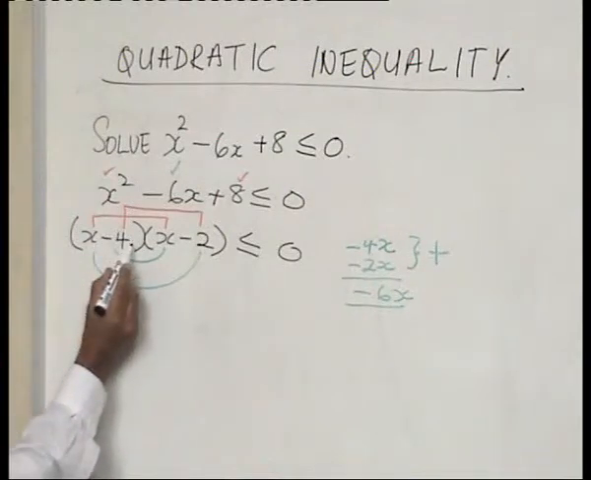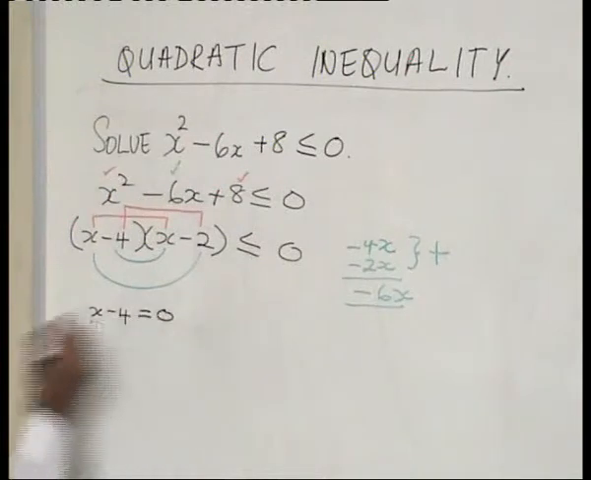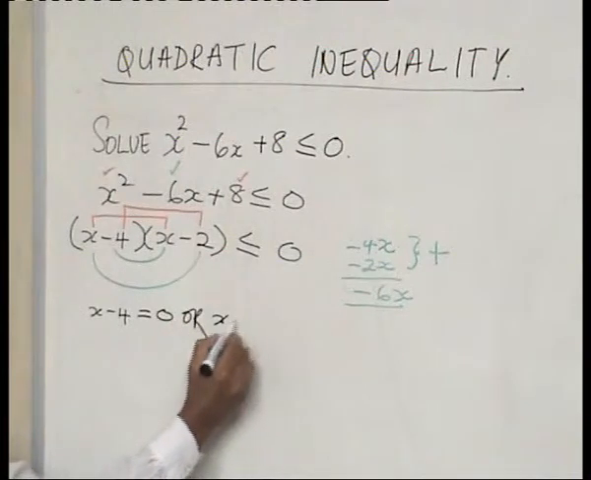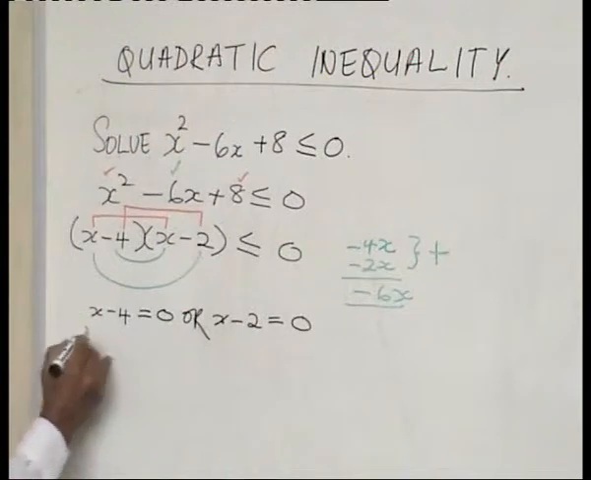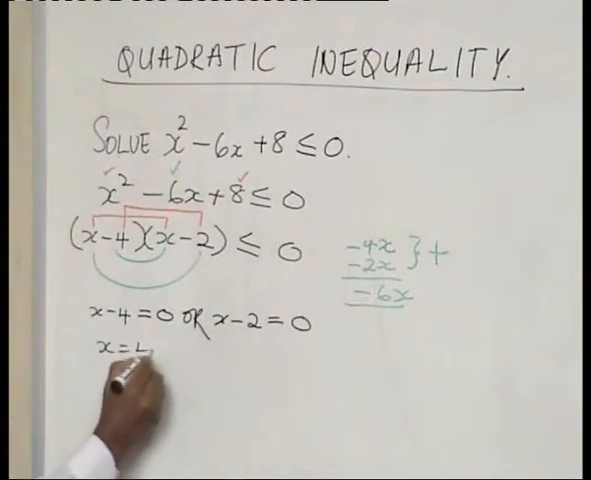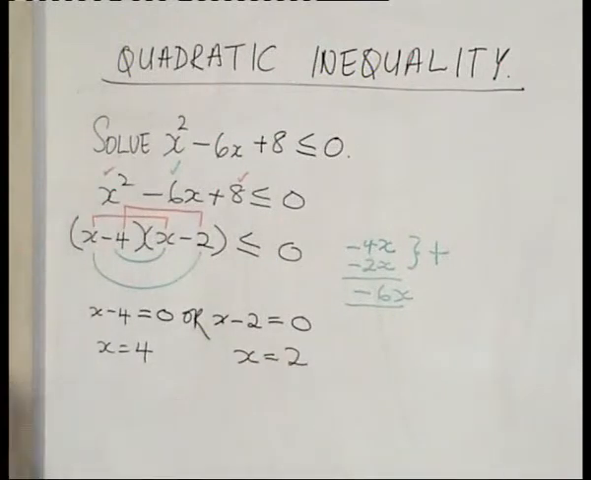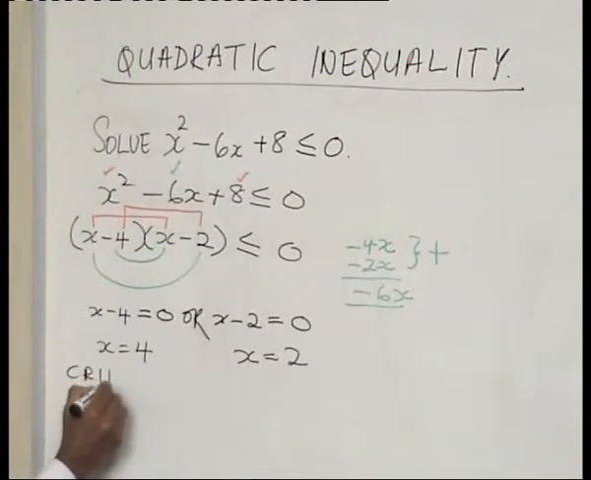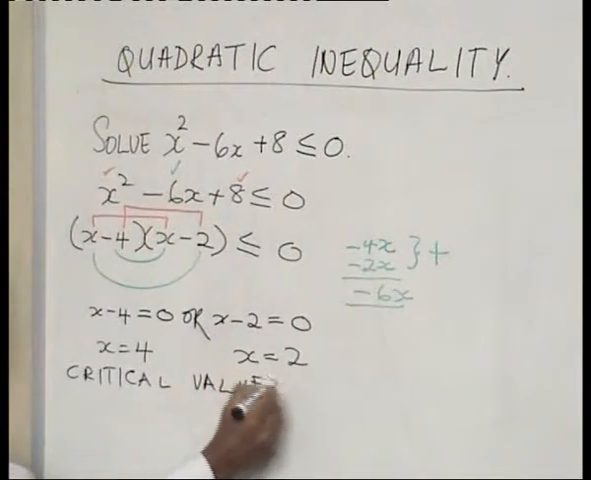Now you take each factor, x minus 4, and you just make it equal to 0. Then you take x minus 2, you make it equal to 0. Then you solve this and you get x equal to 4. You solve on this side, you get x equal to 2. Now this 4 and that 2 are called critical values. So you have found the critical values.